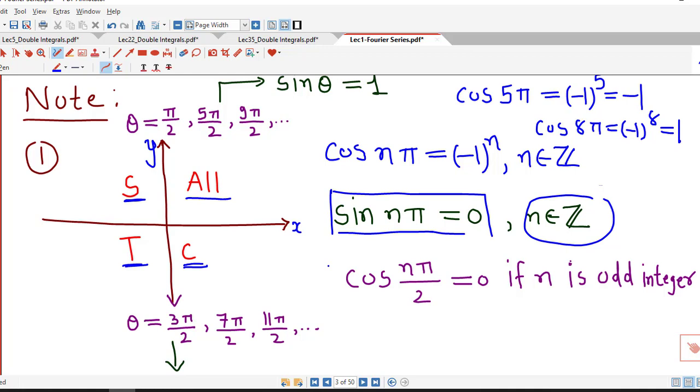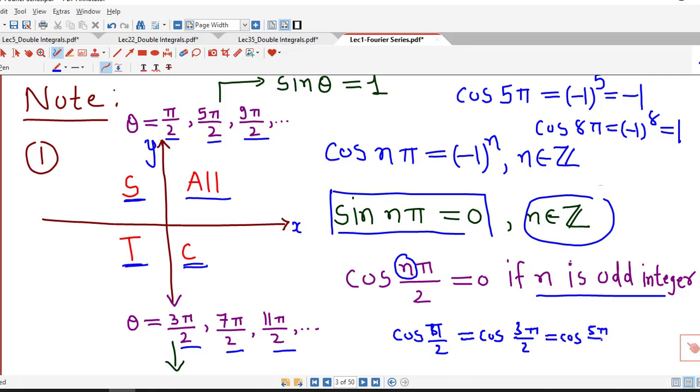Now cos nπ/2. If n is an odd integer, then cos nπ/2 is always 0. That means the value of the cos function at all these points, π/2, 5π/2, 9π/2, 3π/2, 7π/2, and so on, at all these odd multiples of π/2, the cos function is always 0. Cos π/2, cos 3π/2, cos 5π/2. So if we have an odd multiple of π/2, then the cosine function is always 0.